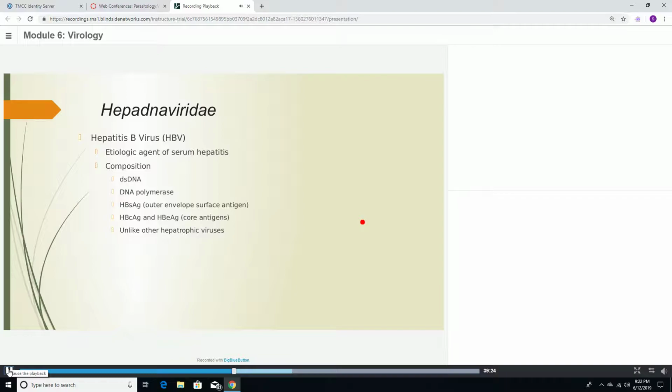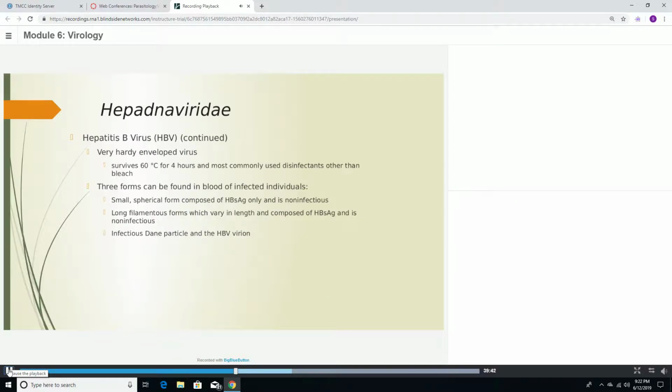So the outer envelope surface protein is again HBsAg, and then the core proteins are HBcAg and HBeAg. The reason that I repeated that is because that outer protein and those core proteins are going to be the proteins that we test for in the laboratory. You have to know the difference between them, because if they're ordering a core protein, the sample may be different from the envelope protein. So it's very important to know the differences so that you know what sample the doctor is ordering.